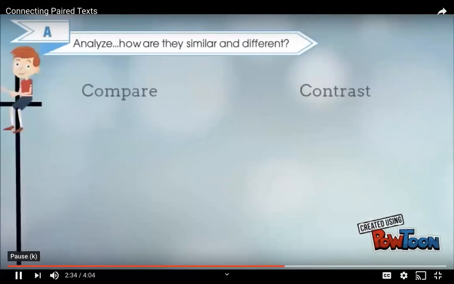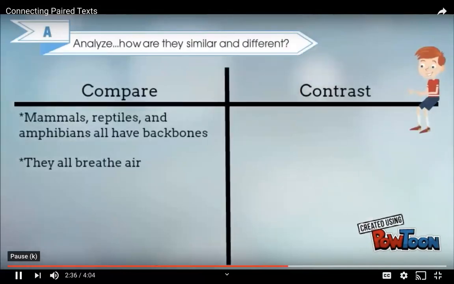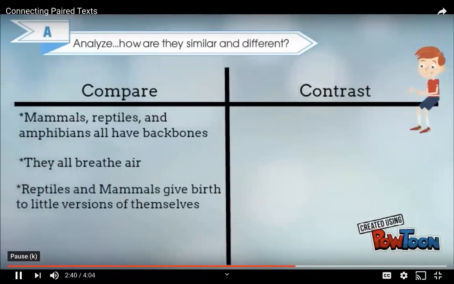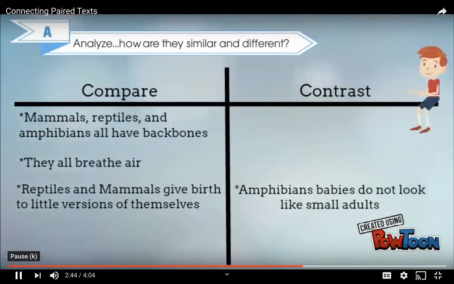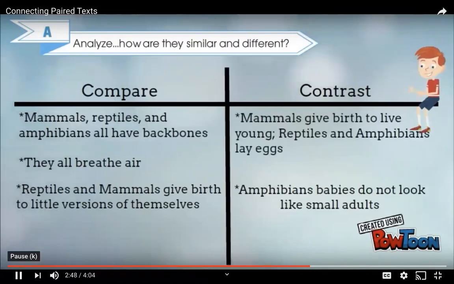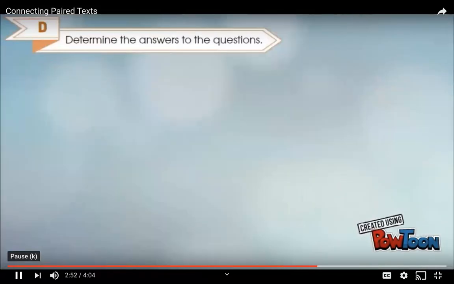Now we're going to analyze how they are similar and different. Mammals, reptiles, and amphibians all have backbones and breathe air. Reptiles and mammals give birth to little versions of themselves, unlike amphibians whose babies do not look anything like small adults. Mammals are different because they give birth to live young. Reptiles and amphibians lay eggs.